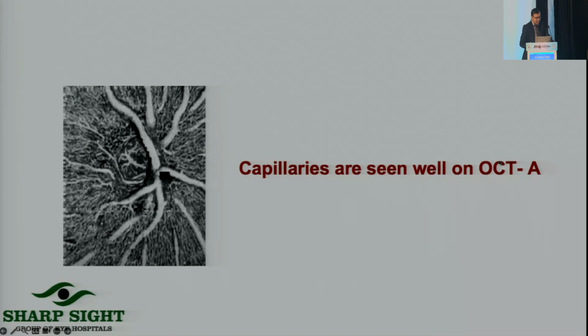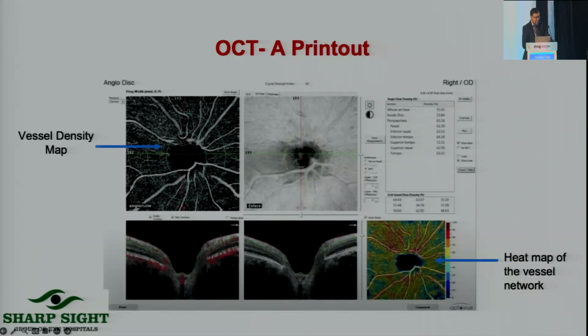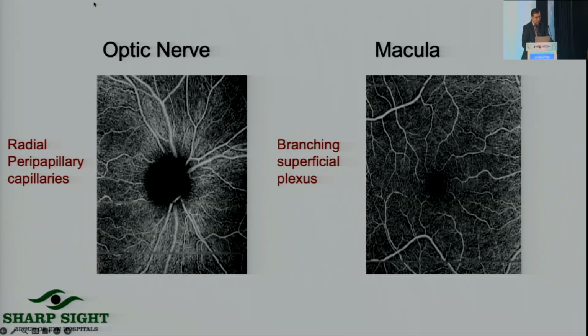So the advantage of the OCT-A over the FA is that we can see the capillaries better here as compared to a patient where we do a FA. So we get a printout like this, where there is a vessel density map, heat map, and the various indices. So that is how we see the optic nerve head radial peripapillary capillaries and the macula superficial plexus.